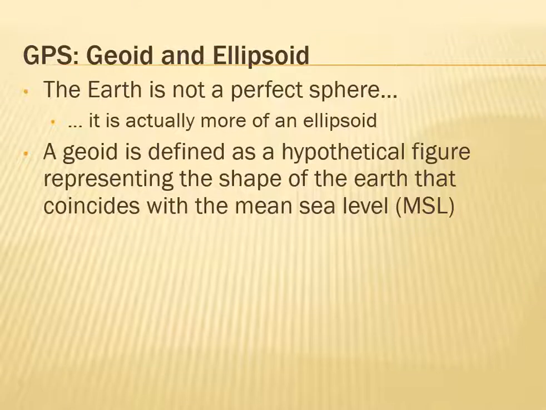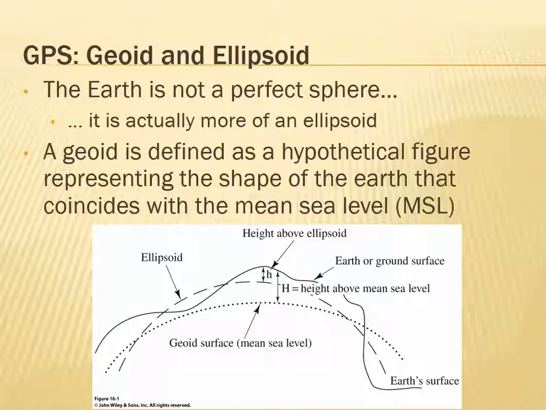Actually, I have a good picture that'll help you visualize what I'm talking about. We have here a bunch of different things, and let's take a minute to figure them out. This shape is an ellipsoid. It's the approximate shape of the Earth. Then we have the geoid surface, which is the mean sea level. Then you have the Earth or ground surface, which I know appears like this, and clearly this can't be wrong. But just imagine everything's been super exaggerated.